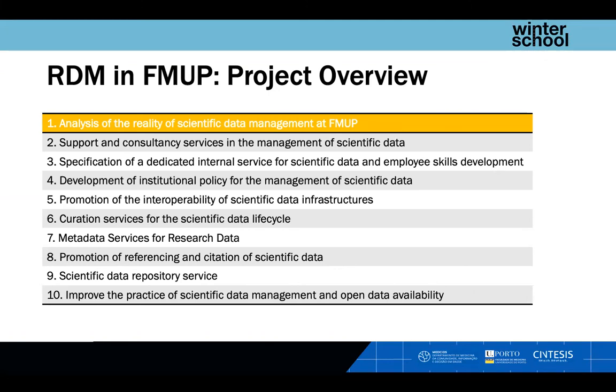We followed the same project that was initially intended in the University of Minho. The documentation service at the University of Minho is, in my opinion, the most advanced in Portugal in terms of data management. They set out a lot of activities, and we are trying to follow them and adapt them to our institution as best as we can, and what we think works.